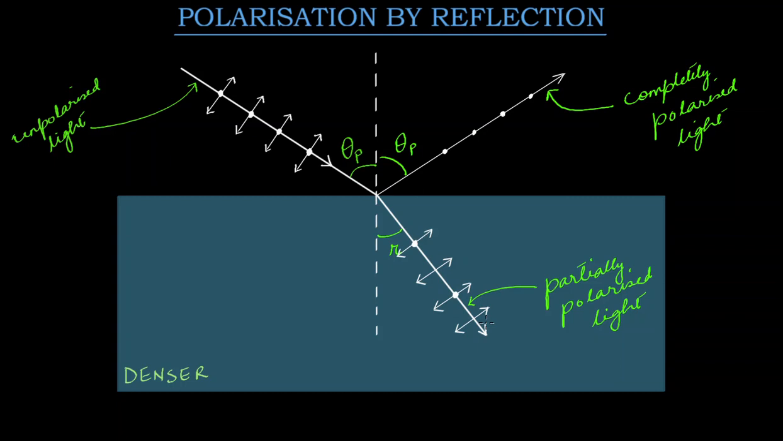So it is found that when unpolarized light is incident at a particular angle called the angle of polarization, the reflected light becomes completely polarized, whereas the refracted light becomes partially polarized. And the angle between the reflected light and the refracted light is 90 degrees. This is nothing but a law known as Brewster's Law.